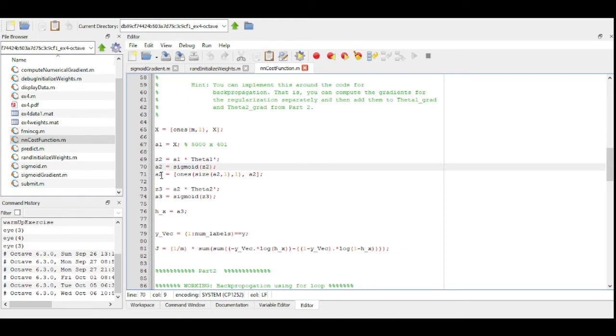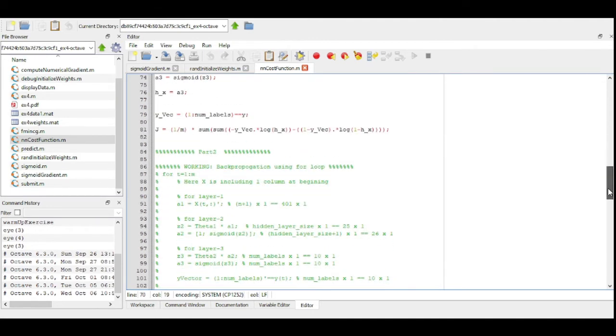So for a2, we have added 1 in the first column, and after that we compute z3 equal to a2 into Theta2 transpose. This is the output for the third layer, that is our output layer. Then again we pass it to the sigmoid, which is the activation function, and we get a3, and that a3 is nothing but our hypothesis, or you can say our predictions.